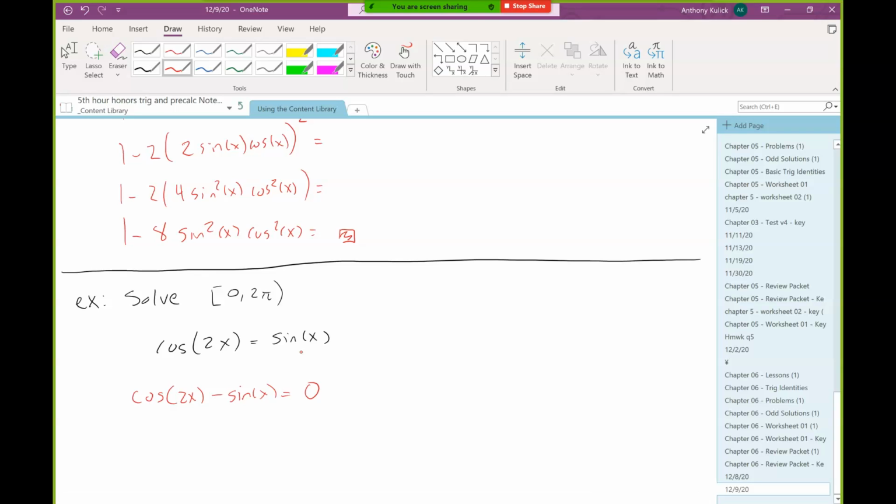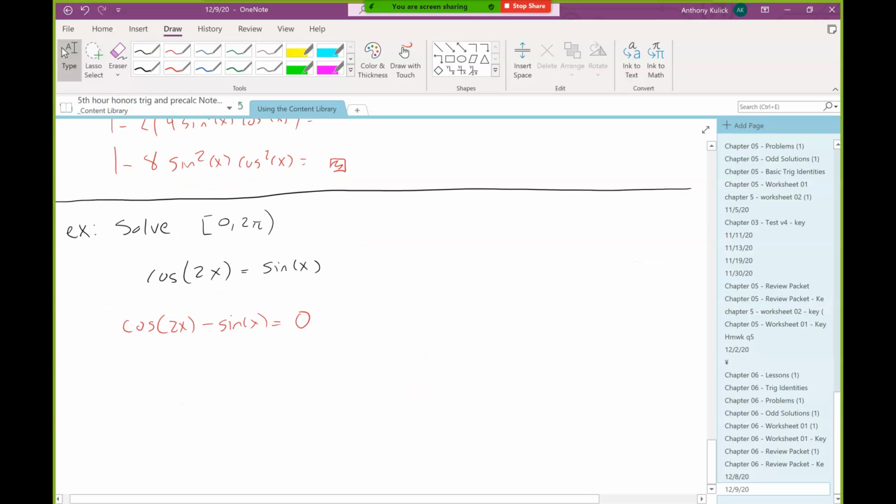So I could either use the angle sum and think about that as cosine of x plus x, or I could use one of the double angle identities for cosine of 2x. That's the option that I'm going to take. It would be fine if you did the angle sum. No big deal. I'm going to use the double angle, though, because I think it's going to be a little bit easier. So, again, there's 3 options for the double angle. The one that I'm going to choose is the one that has only sines in it, because the other trig function I have sitting there is a sine.